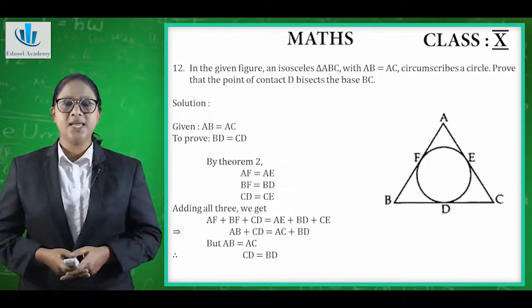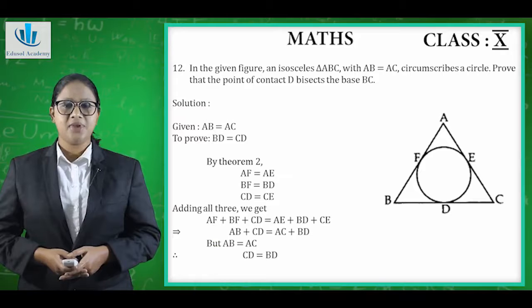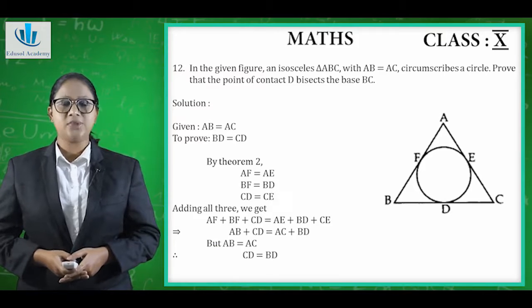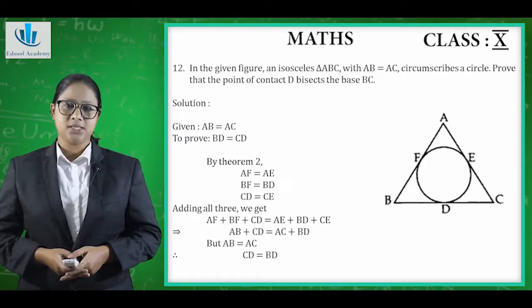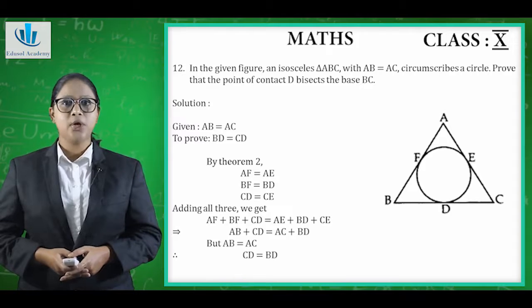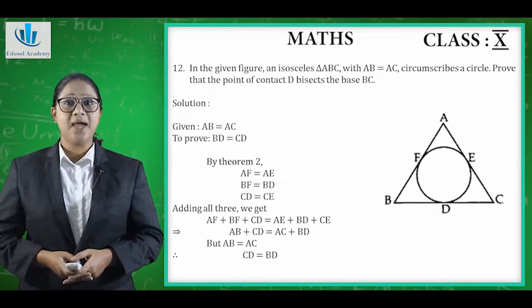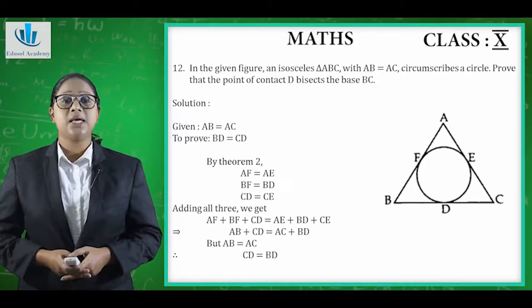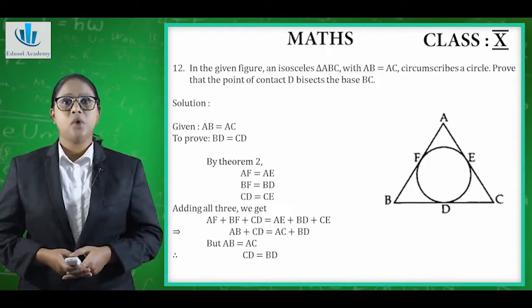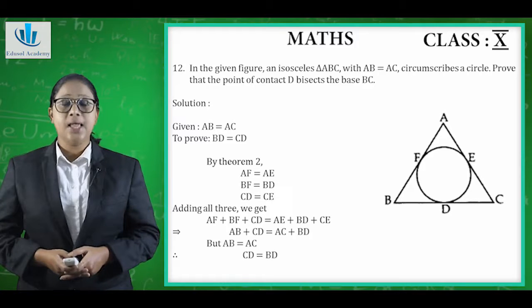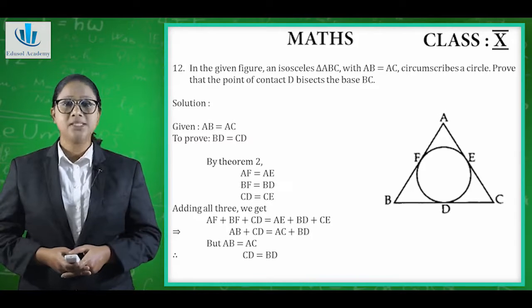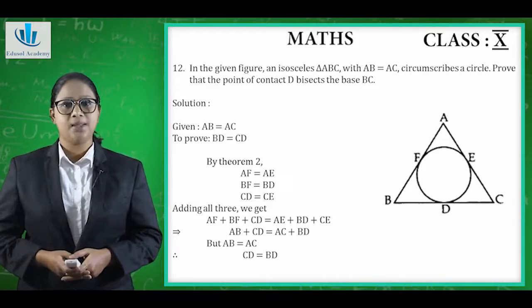Now let's go to the next question. In the given figure, an isosceles triangle ABC with AB equal to AC circumscribes a circle. Prove that the point of contact D bisects the base BC. So first let's list out the given data. AB equal to AC. Now we have to prove that D bisects BC. That means BD equal to CD.